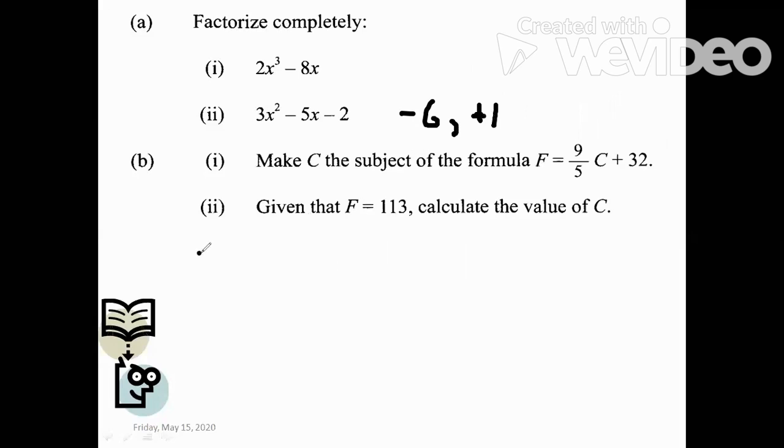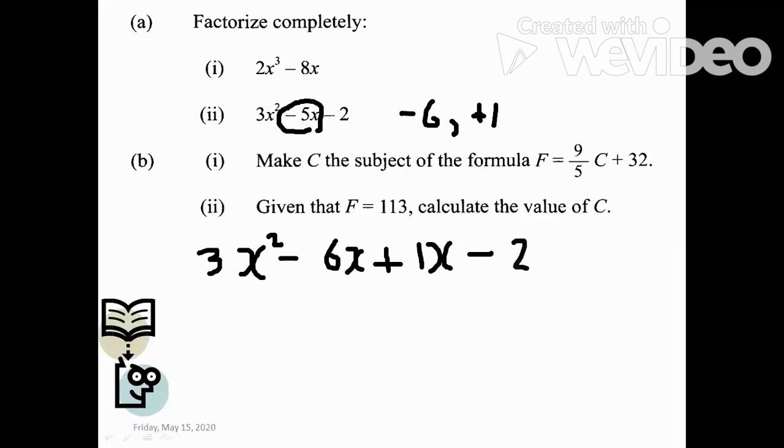All right, so what we're going to do is take out the middle portion, which is this, and drop in the two values that we get. It's going to be 1x, and then minus 2.